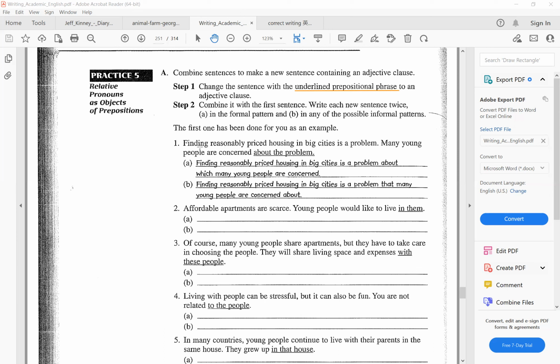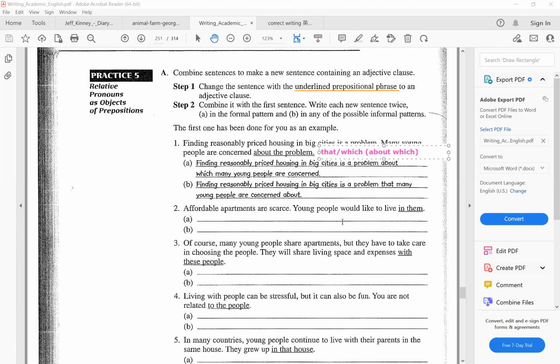So if we take a look at the first example, which has been done for us, finding reasonably priced housing in big cities is a problem. Many young people are concerned about the problem. So about the problem is our prepositional phrase, right? And since problem is a thing, we have to use that or which. But since I want to use the formal version, I'm going to use about which.